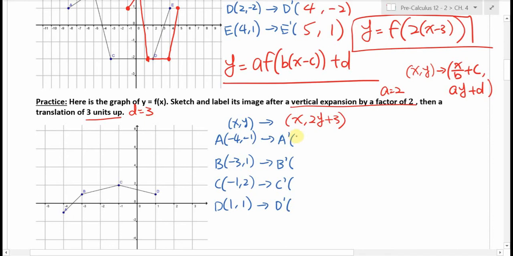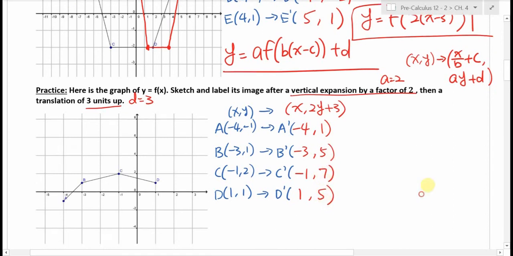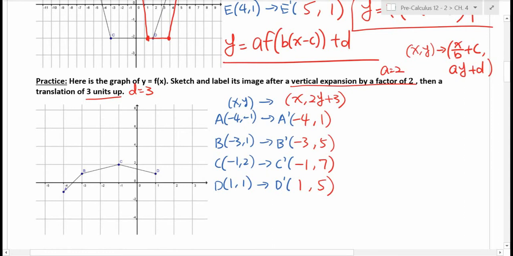So I'm going to copy down all the x values because they have nothing. Y values, I'm going to double them and plus 3. Okay, so negative 1 times 2 is negative 2, plus 3 is 1. 2 times 1 is 2, plus 3 is 5. That's going to be 7, and this is going to be 5 right here. So I can plot these 4 points. Negative 4 and 1 is right here. Negative 3 and 5 is right here. Negative 1 and 7 is right here. And finally, 1 comma 5 is right here. So there is my new graph.